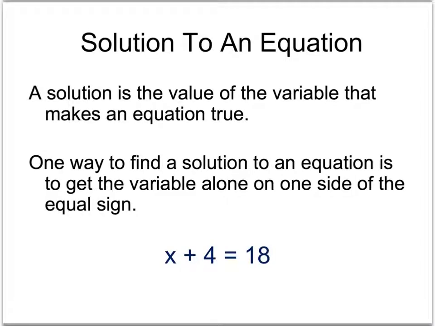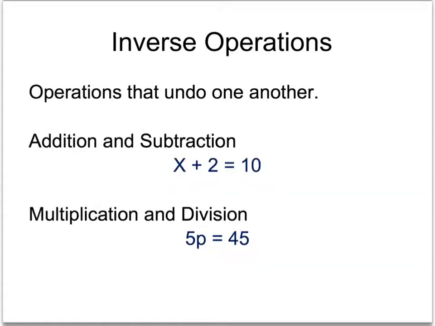You probably also know that a solution to an equation is the value that the variable has to take on in order to make that equation true. And in order to find a solution to an equation, you need to get the variable alone on one side of the equal sign. So in this example, you probably know that this x needs to be alone on the left-hand side of the equal sign. And in order to do that, we have to get rid of this 4 here. And so let's take a look at how we would do that.